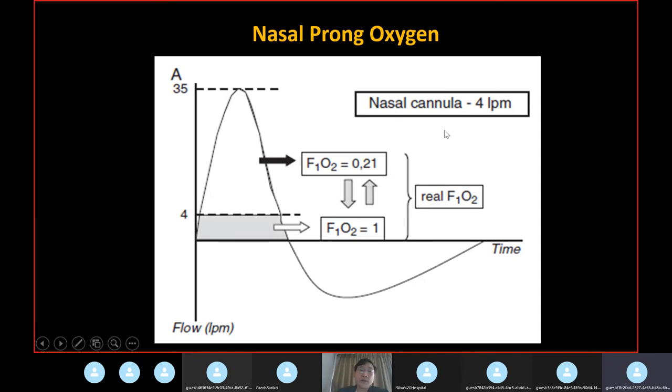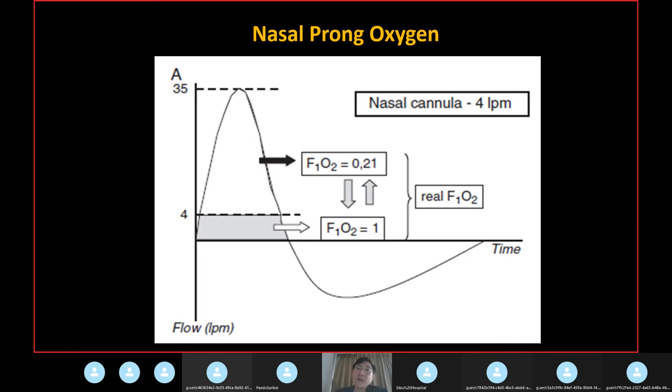Okay. But the other way around, let's say this child is 4 kilogram. So you have a 4 kilogram child, so the peak inspiratory flow rate is about 4 liter. And if you give 4 liter per minute of pure oxygen to this child, the patient will receive 100% oxygen, okay? So that's why in neonates with 3 kilogram, if you give them 3 liter per minute oxygen, you're actually supplying nearly 100% oxygen to them.